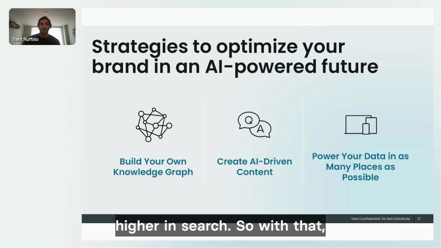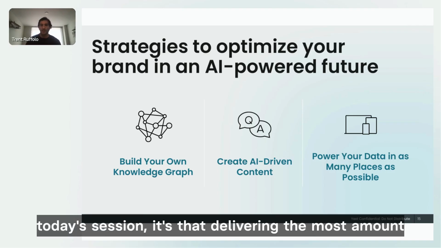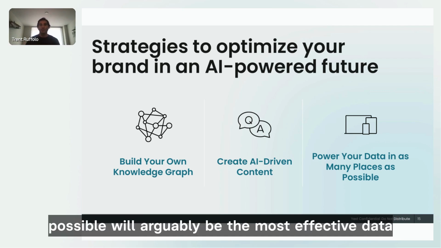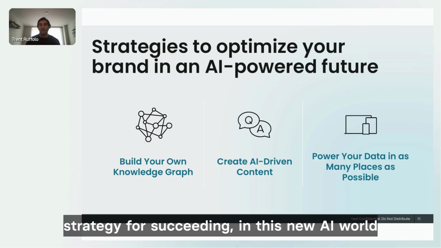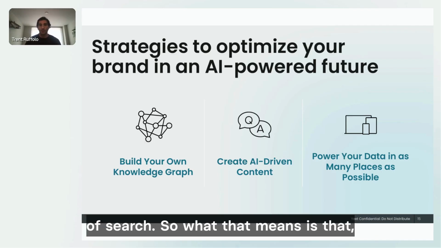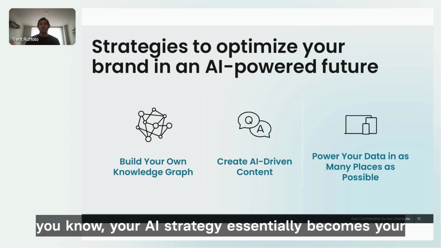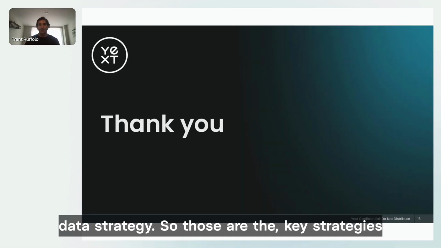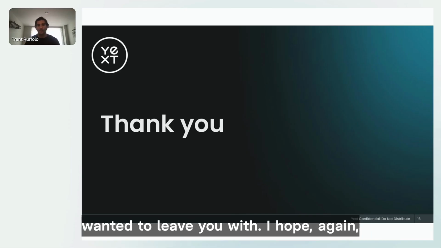ranking higher in search. So with that, if there's one thing for you all to remember or take away from today's session, it's that delivering the most amount of structured data in as many places as possible will arguably be the most effective data strategy for succeeding in this new AI world of search. So what that means is that your AI strategy essentially becomes your data strategy. So those are the key strategies I wanted to leave you with.